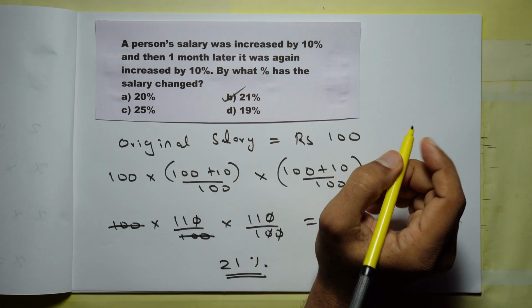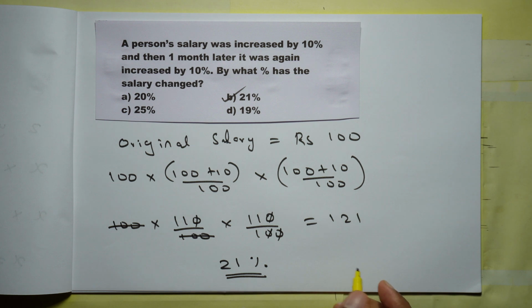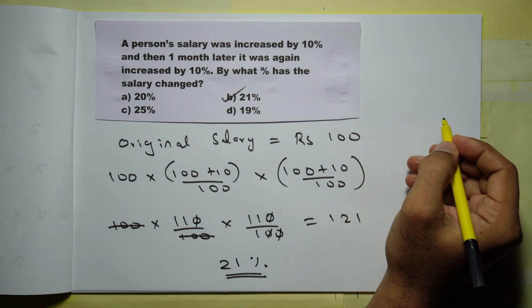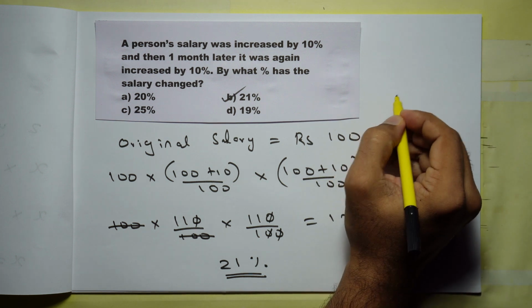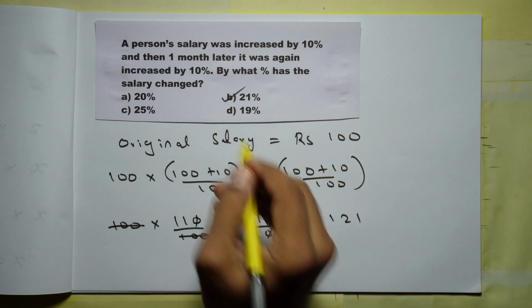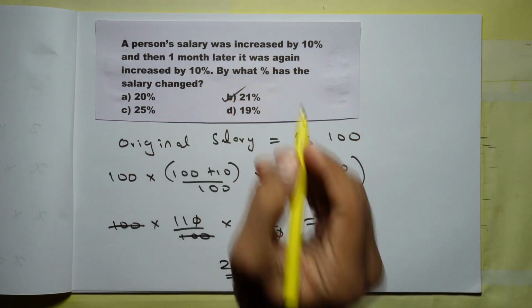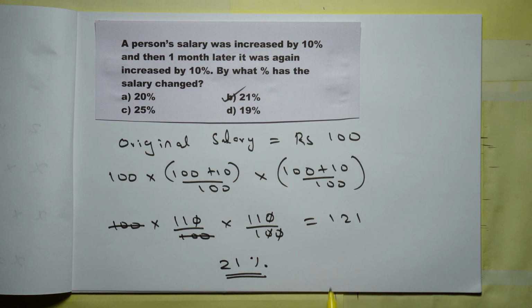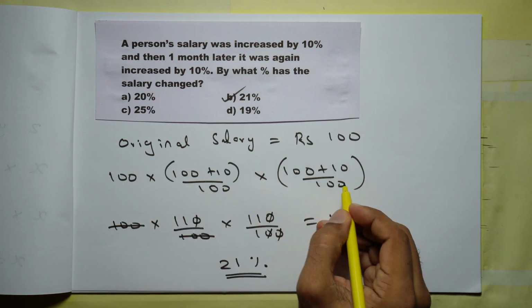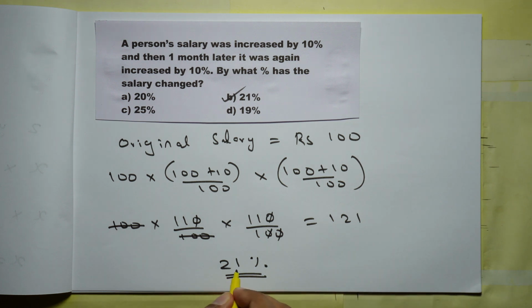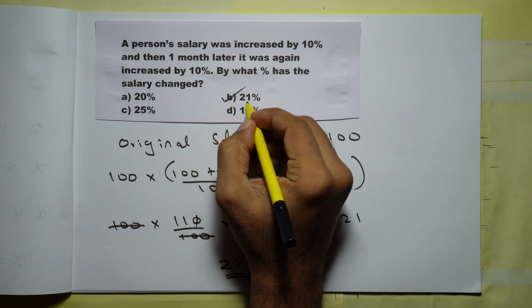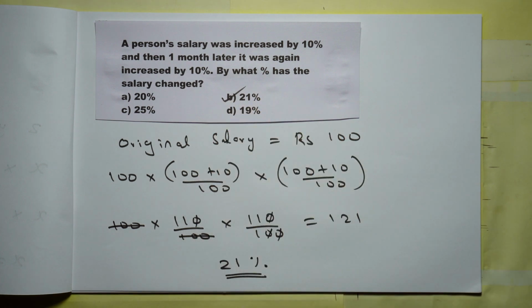That is option B. Now one thing to be noted is that two successive 10% increases is not equal to a 20% increase. So you cannot just add 10 plus 10 and say that it is 20. Actually, it has to be calculated like this. Only then will you get the actual percentage increase. So in this case, you will get it as 21%. Hence option B, 21%.